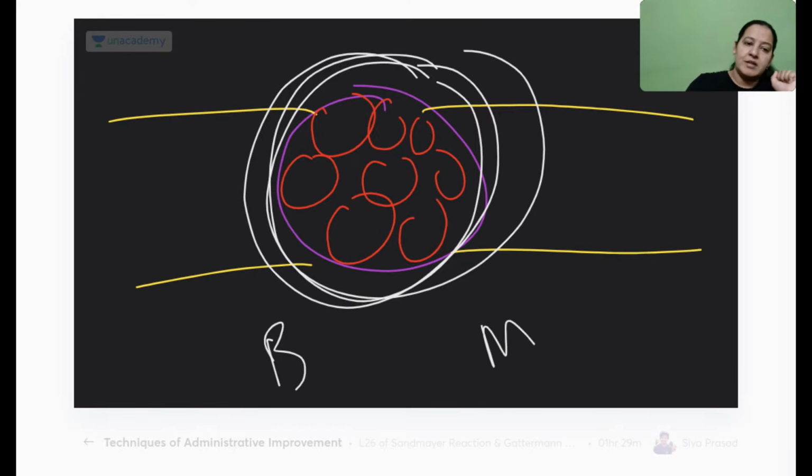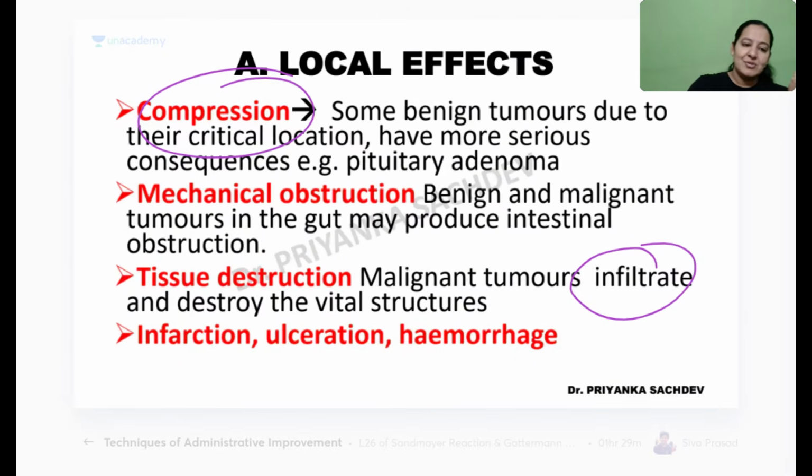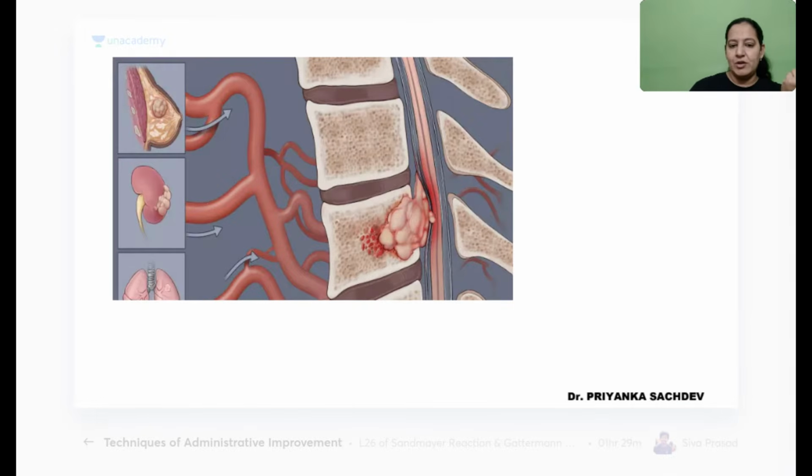And if it is a malignant tumor, the tumor cells will invade. They will come out and invade the adjacent tissue. So because of this invasion, patient may have symptoms. So tissue destruction is there. So these are the two symptoms due to benign and malignant. And if the organ is luminated, like it is gut, it is intestine, it is stomach, then there can be mechanical obstruction.